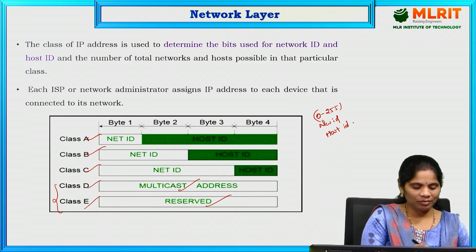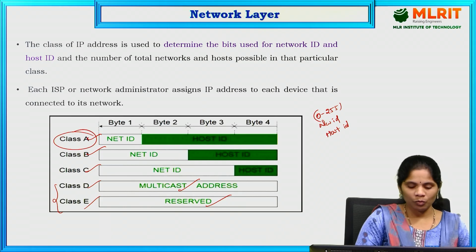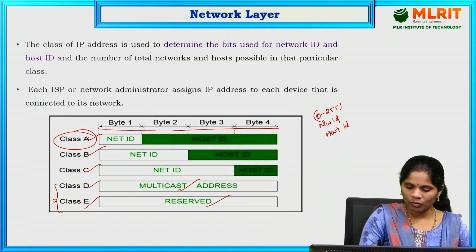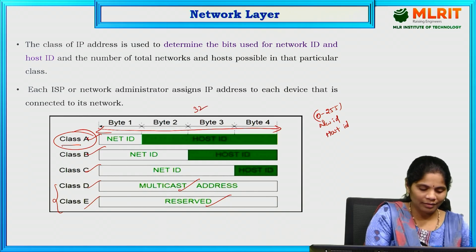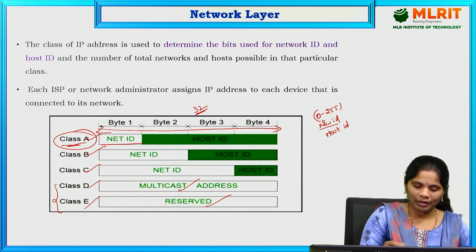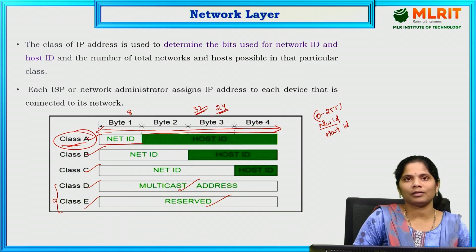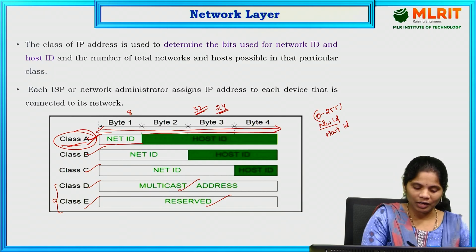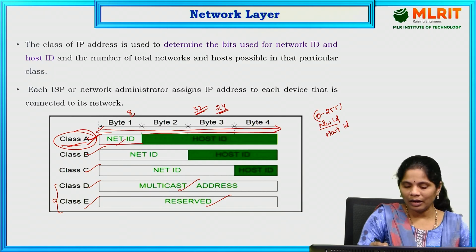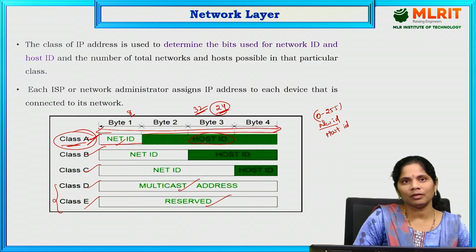Suppose you come to class A, how many bits in total are there? Total is 32 bits. So, if it is class A, in that 32, we allocate 8 bits for the network part, and the remaining 24 bits we allocate for the host part. That is only for class A. In class A, the network ID part is 8 bits only, and the remaining 24 bits are allocated for the host part.